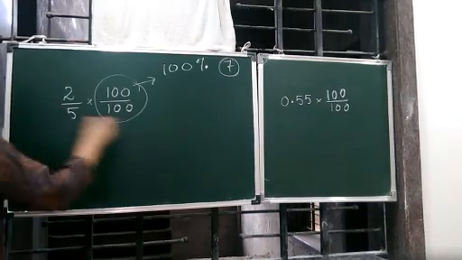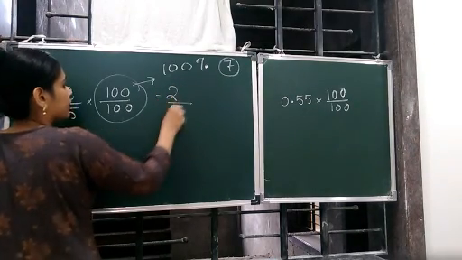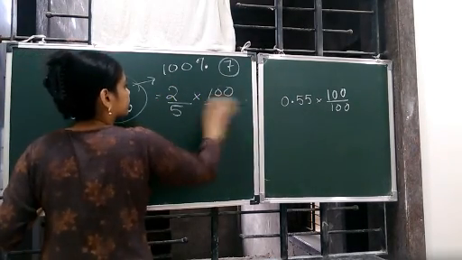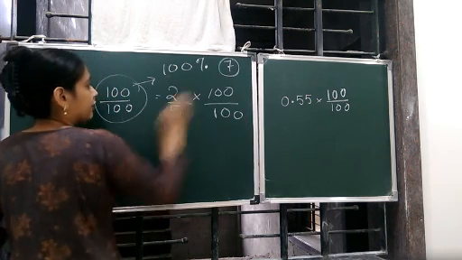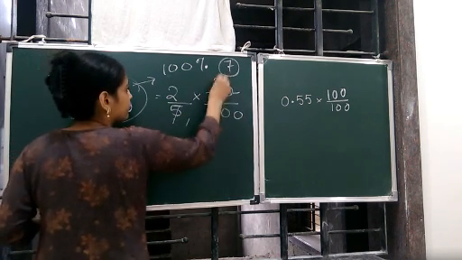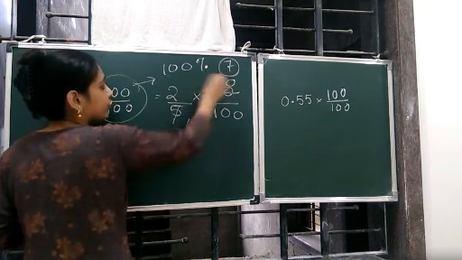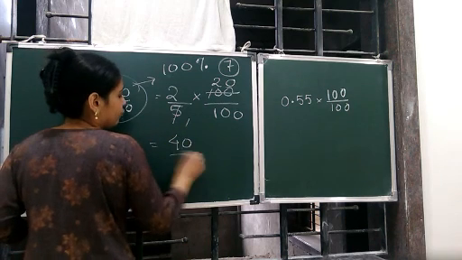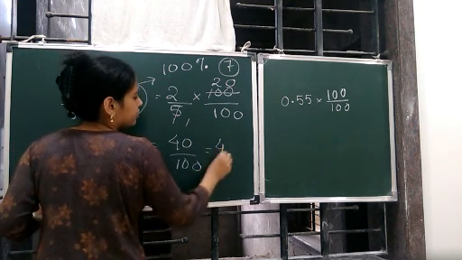So here, going ahead, 5 and 100 can get cancelled. 5 ones are 5, 5 twos are 10, 5 twenties are 100. 2 into 20 gives us 40. 40 by 100, that is 40%.